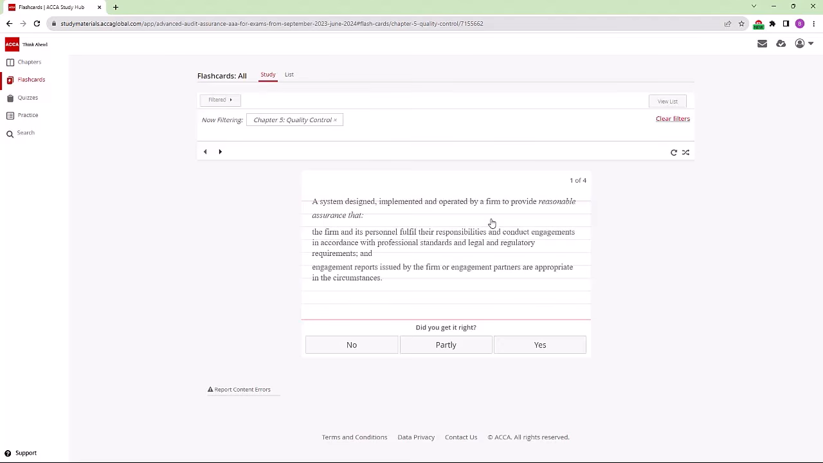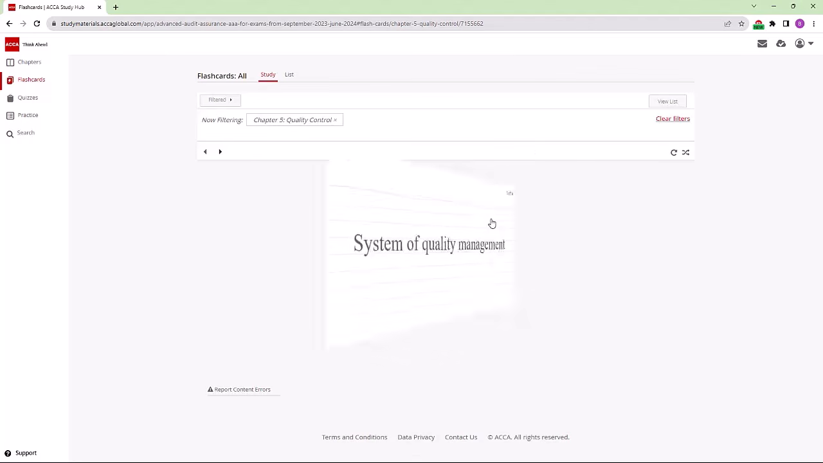Now, a word of warning. AAA is not an exam that you pass by memorising textbook definitions. So it's always good to have a more realistic, more real world definition in your own mind. So the system of quality management, for me, it's how the audit firm sets out a process to make sure that the quality of audit work performed is sufficiently robust.